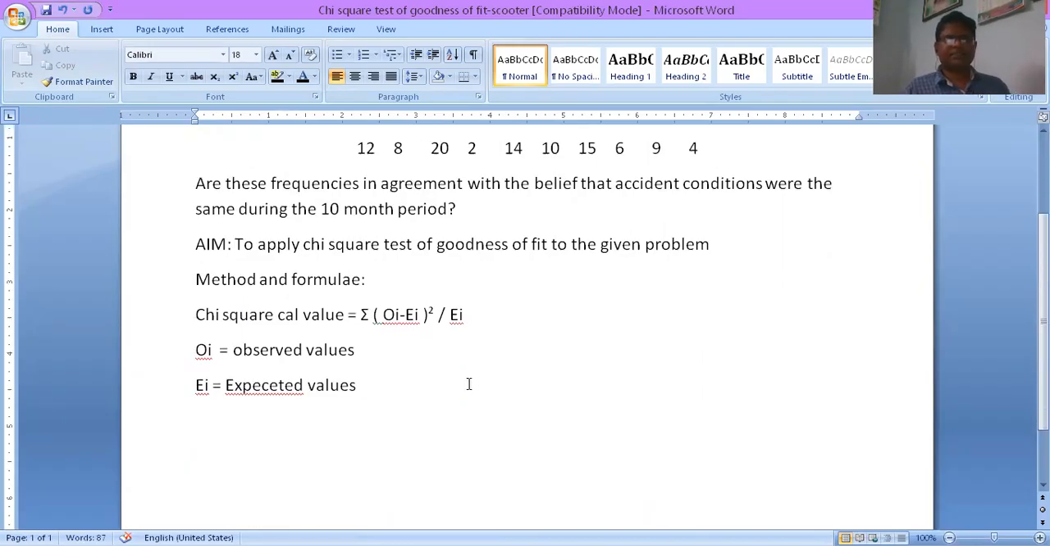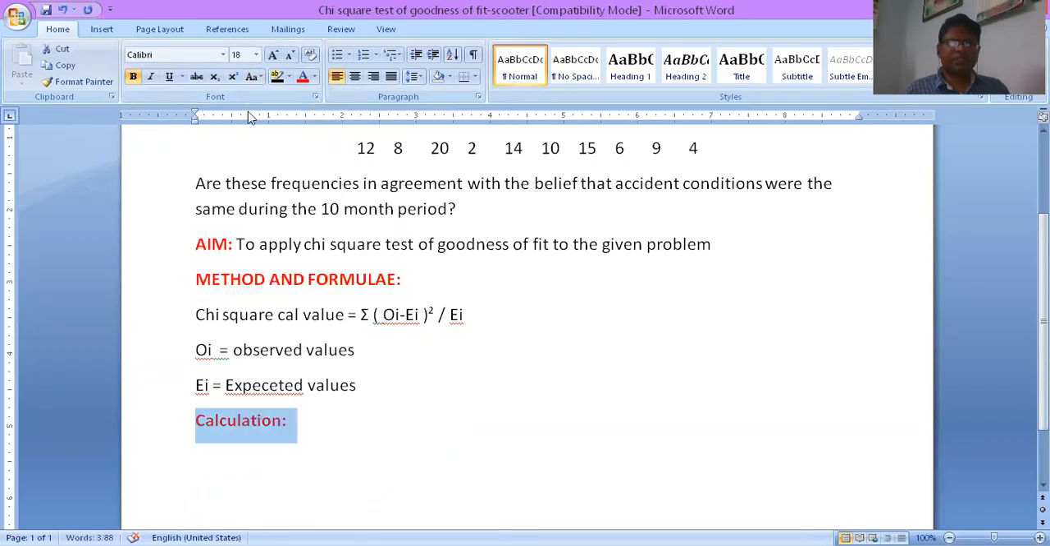Okay, start writing. We wrote the aim, and we completed stage 2, method and formulae. Now the third stage is calculation. So calculation is the third part; method and formula is the second part, and aim is the first part. So in calculation, we start writing.